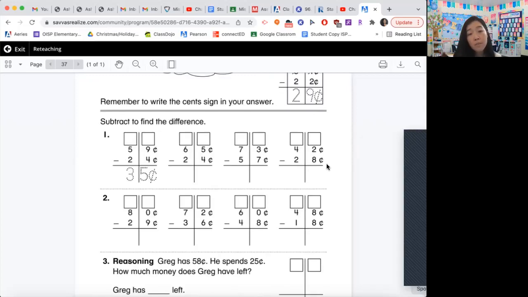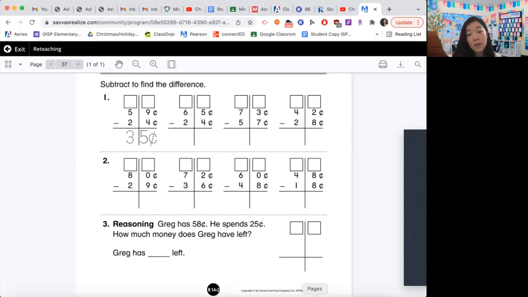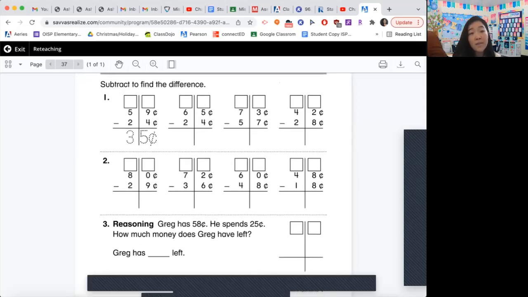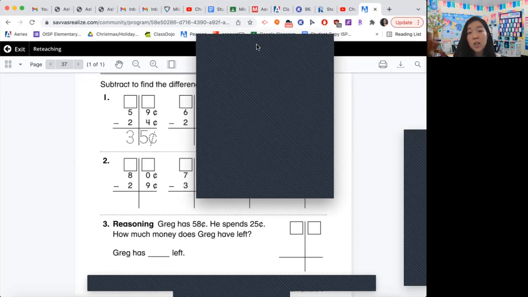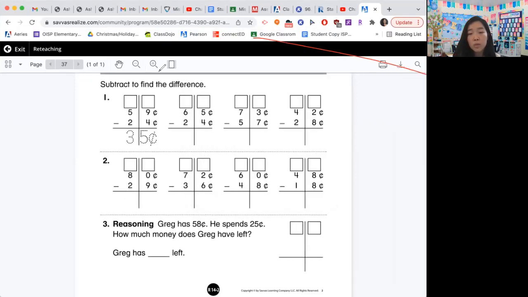More on top, no need to stop. 9 minus 4 equals 5. 5 minus 2 equals 3. So your answer is 35 cents. Okay, you guys are going to help me with these ones. I'm going to call on each of you individually, and you need to unmute and walk me through the answers.